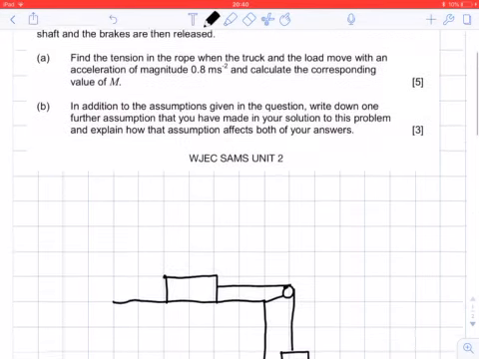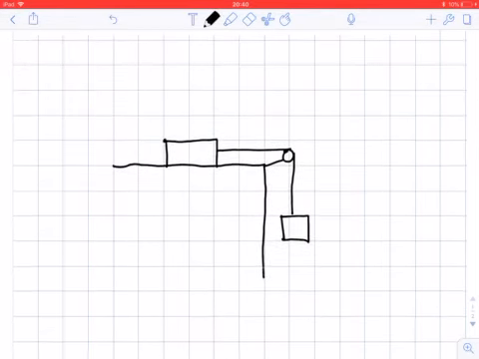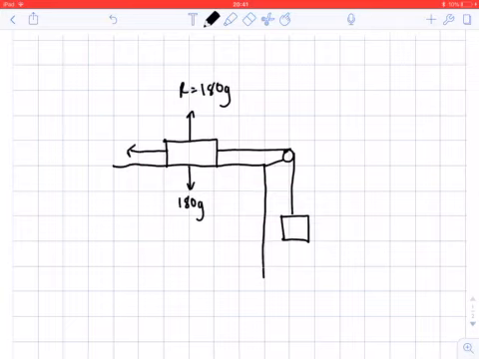So in the first instance, what we've got is our very simple connected particles over horizontal and vertical. If I add in my detail now, my mass of my truck is 180 kilograms, so we have 180g acting straight downwards. We have a reaction force of 180g, as per Newton's laws, equal and opposite reaction. But in the horizontal we have absolutely no resistive force, because we are on smooth horizontal rails, so there is nothing to resist the motion of that 180 kilogram truck.